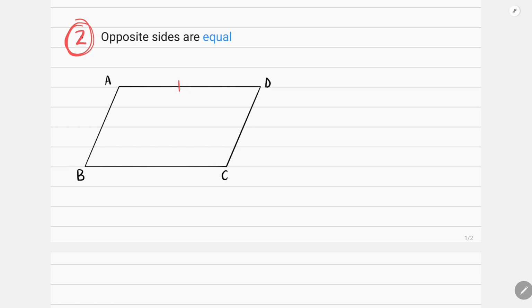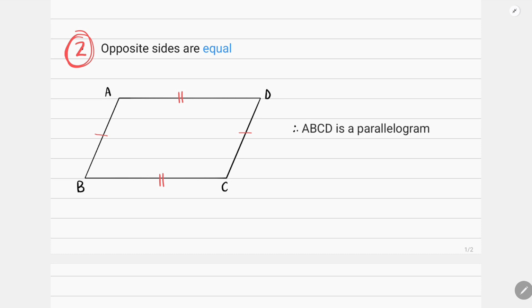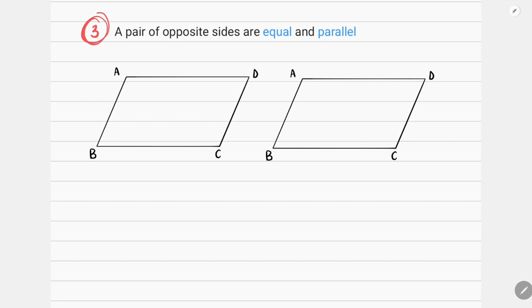So if we find that AD is equal to BC and AB is equal to DC, then this is a parallelogram. And the reason it would be a parallelogram is because both pairs of opposite sides are equal. The third way to prove that a quadrilateral is a parallelogram is to prove that a pair of opposite sides are both equal and parallel.